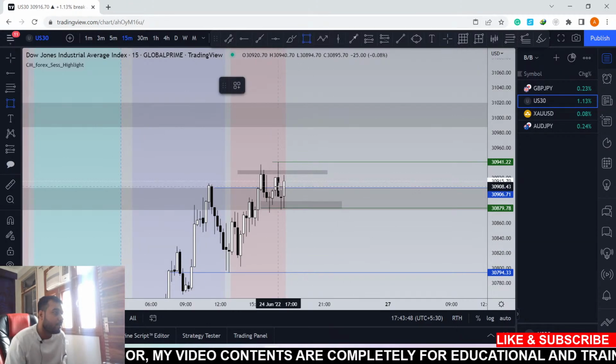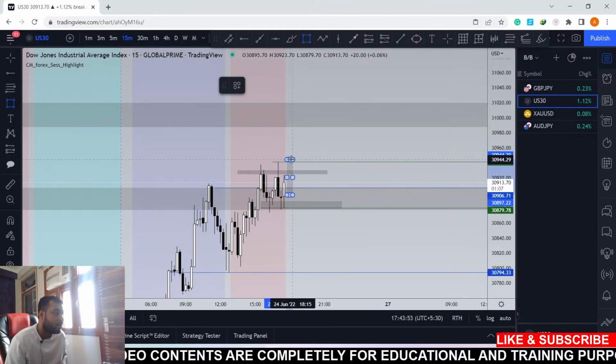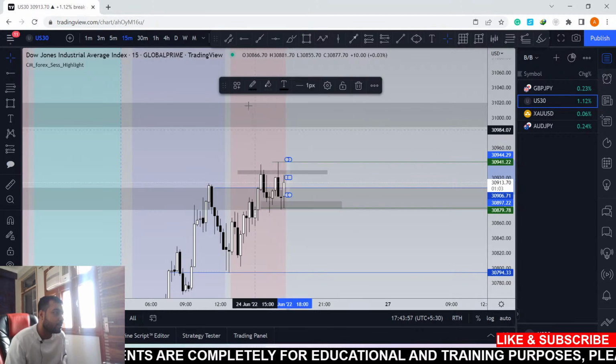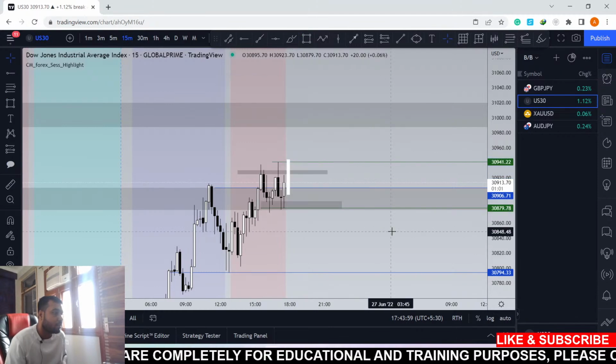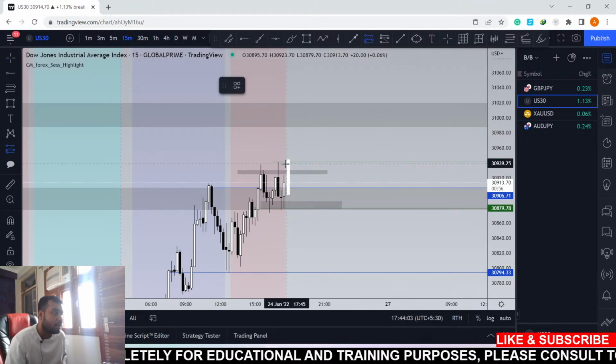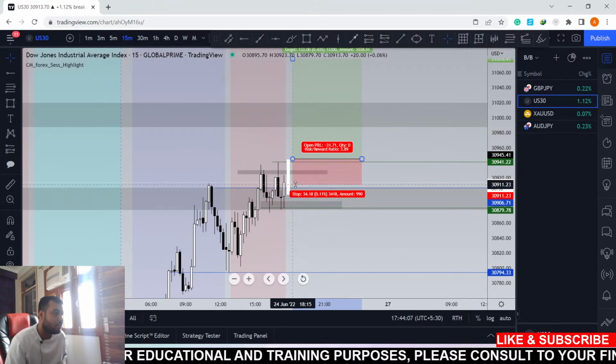Definitely I will look for a buy. The market breaks and closes somewhere at around this area. If I get this sort of candle, then I would like to take a buy from here. The price will be somewhere around this area.